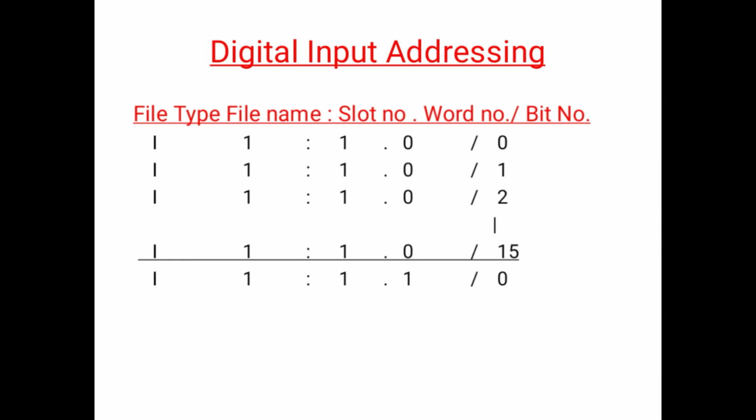And after this there is the second word. If we have a 32 input card, then we have to move to the second word. File type is I, file name is 1 colon slot number is 1 dot word number is now 1 slash bit number 0, as we discussed in the previous slide, so I don't have to explain it further in this slide. And second is file type I, file name is 1 colon slot number is 1, word number is 1, now bit number is 1. So just the bit number changes, the word number and slot number remain the same, and it will repeat up to 15. So the last is I1 colon slot number 1 dot word number 1 slash bit number 15. So this is the 32nd input addressing. So this is the addressing for the modular PLC.